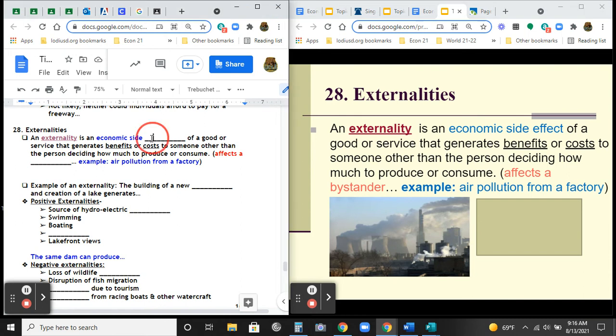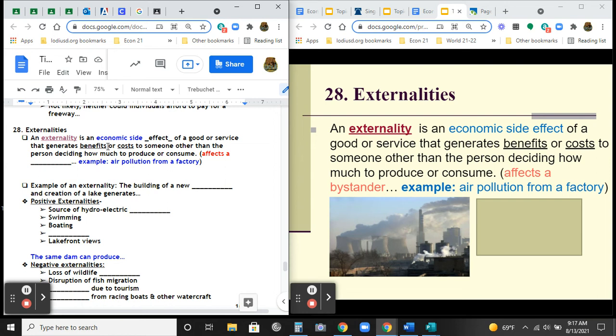Externality. What is that? It's an economic side effect. It's a side effect, not the intended consequence. What would be an economic side effect of a good or service? It comes with benefits that are not necessarily directly intended. So let's say you put a road or bridge in to somewhere where there wasn't one before. Now you bring access to a place for a restaurant, a place for a gas station, more jobs available.